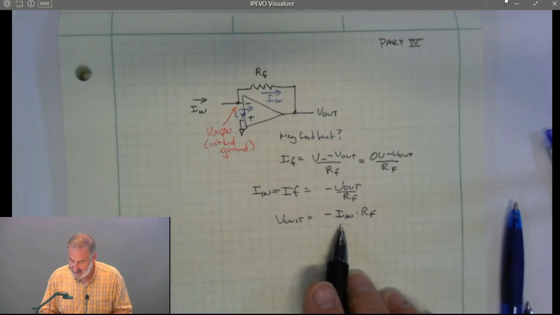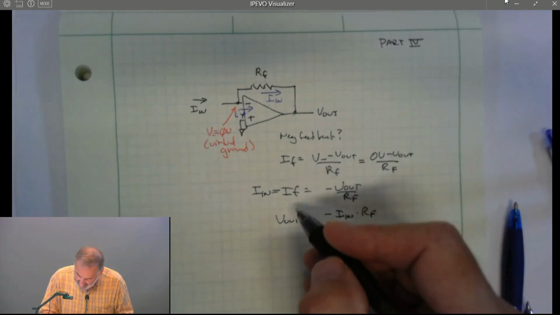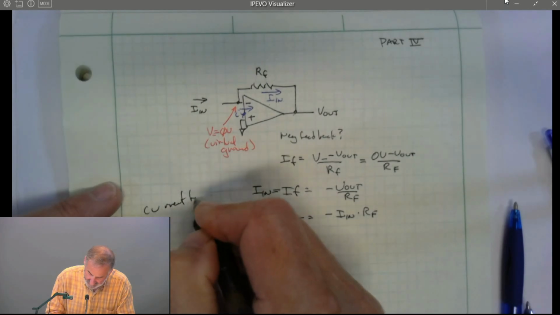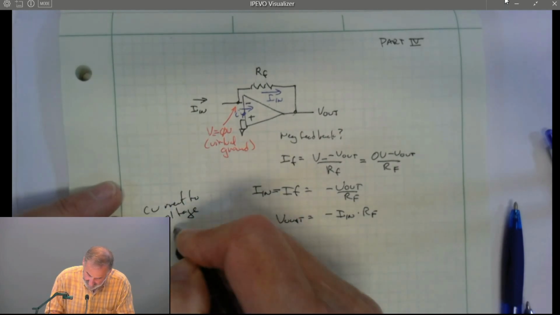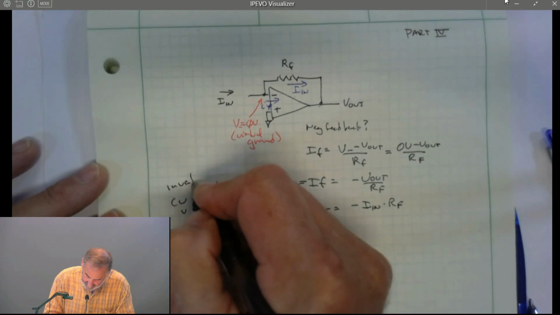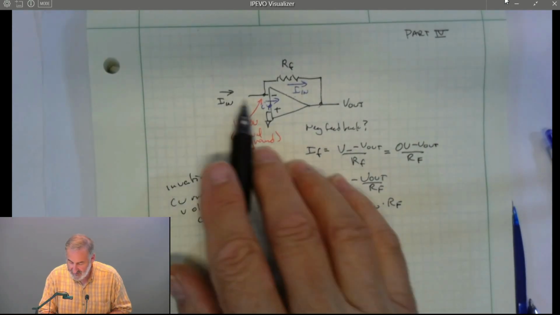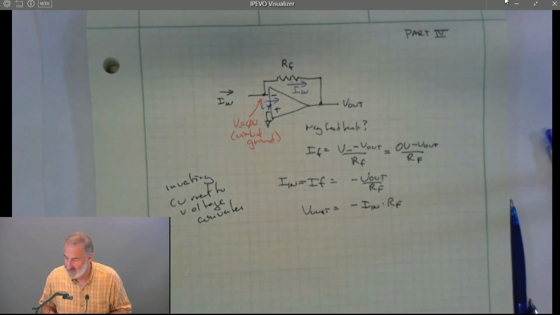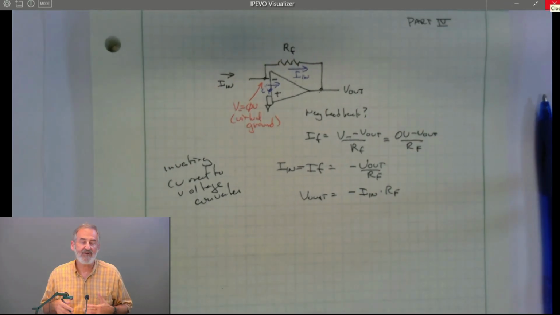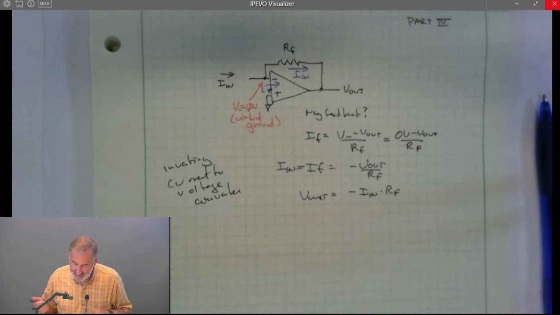So this circuit takes an input current and turns it into an output voltage. This is a current to voltage converter, and it's inverting. A positive input current causes a negative output voltage. It's a useful circuit anytime you have some sort of source or sensor that's putting out a current. Currents are hard to measure, voltages are easy to measure, so we like to convert currents to voltage. We can obviously use a resistor.